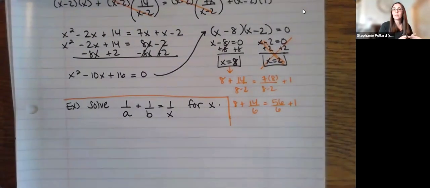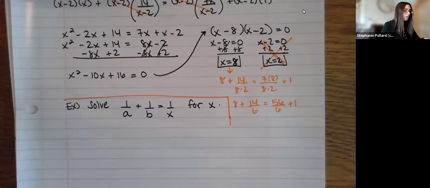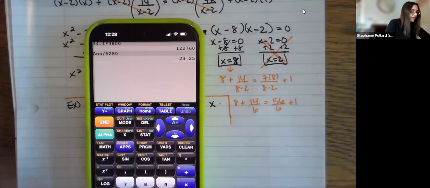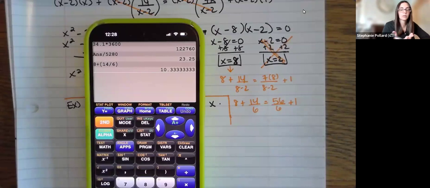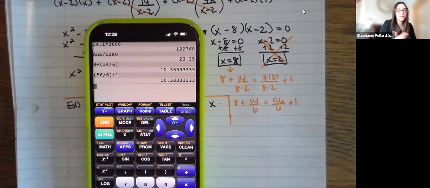So I'm going to be a little bit lazy here. I don't really feel like doing common denominators, so what I'm going to do is just use my calculator. On the left side, I have 8 plus 14 over 6, which is 10.3333. On the other side, I have 56 over 6 plus 1. And you can see that they're the same.